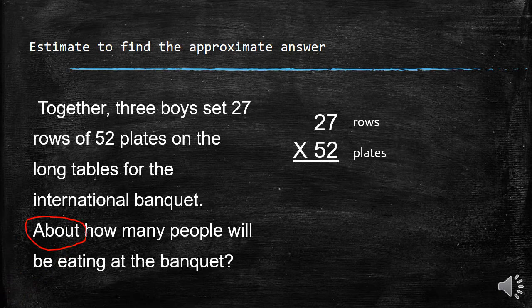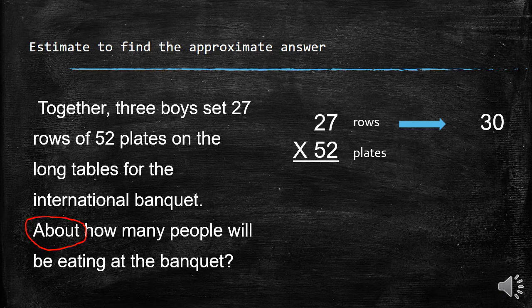But there's a key word in here. It says about. They're not asking you for an exact number. That's where estimation comes in. Now, we did this way back in the fall, so hopefully you can pull this out of the archives of your brain and remember what we talked about. Let's look at that problem again using estimation.